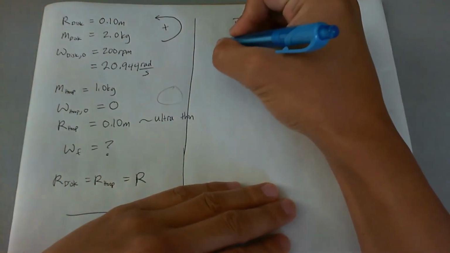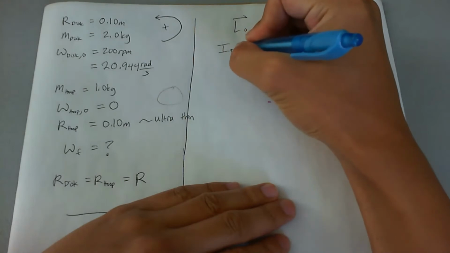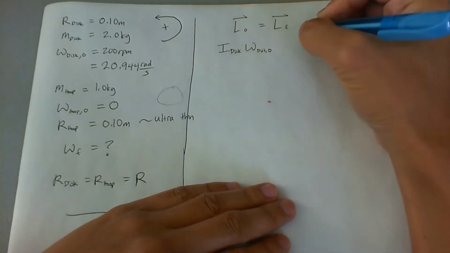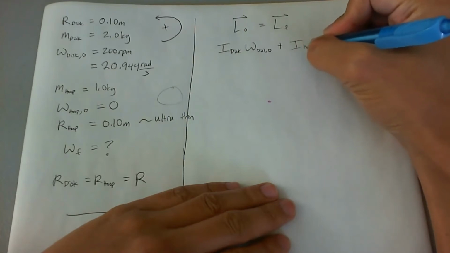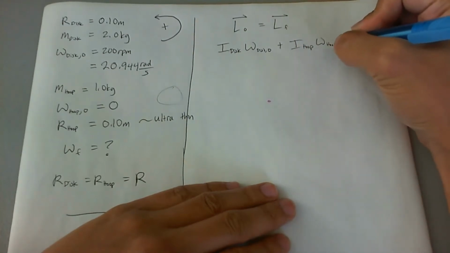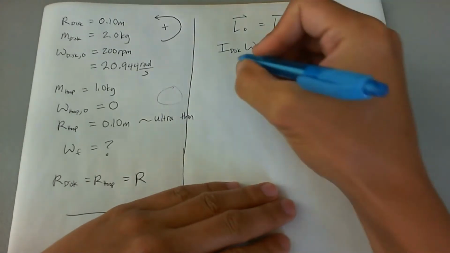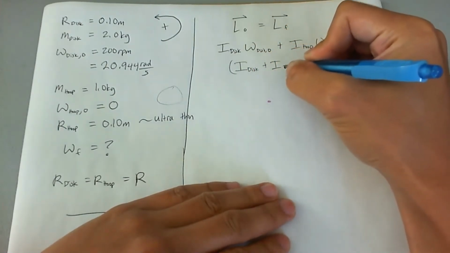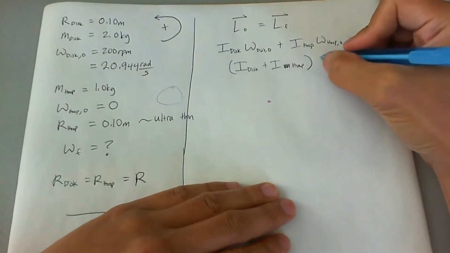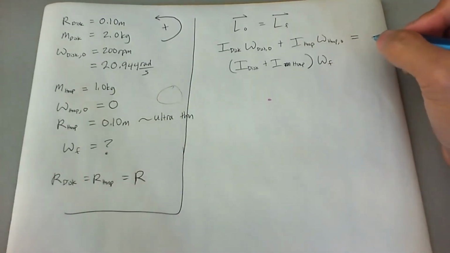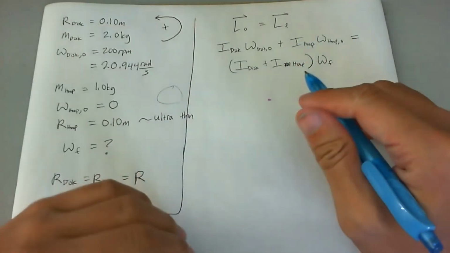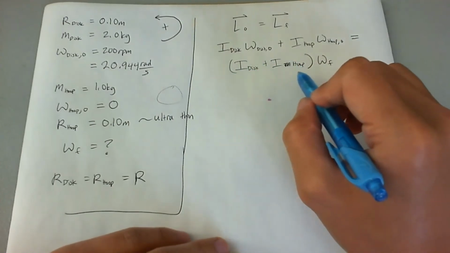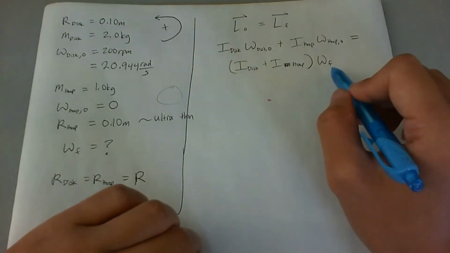Breaking it down into its components, we have I of the disk. It's a two-part system. So I of the disk multiplied by the initial angular velocity of the disk, plus I of the hoop times the initial angular velocity of the hoop, is going to equal I of the disk plus the I of the hoop, quantity multiplied by the final angular velocity of both, since they're going to collide and in a way stick together inelastically, I guess. Then we have to combine the moment of inertia of both of the items, and they're both going to spin the same way at the end.